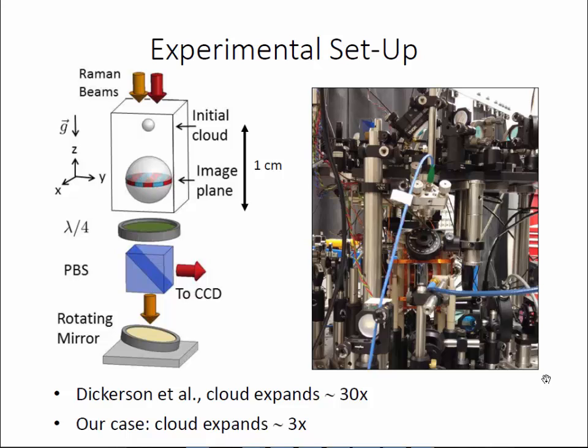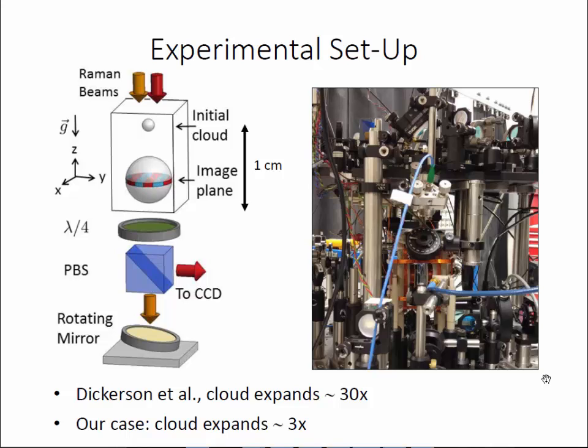The final point I want to make is that there's an interesting difference between our experiment and the experiment by Kasevich's group, which is that their experiment was done in the 10-meter tower where they have this tremendously long interrogation time. And so their cloud expanded by about a factor of 30. In our case, we have a very short interrogation time that's constrained by this free fall. And so our cloud, we realized pretty early on, was only going to expand by about a factor of 3 or a factor of 5.